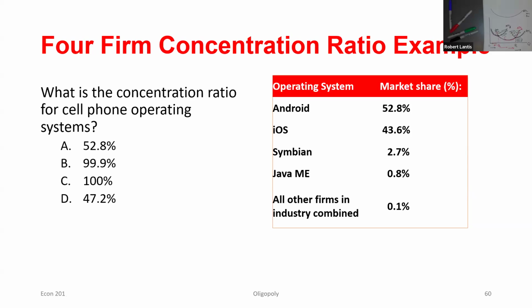So what is the phone operating system market pretty close to? Probably wouldn't call it a monopoly. There's not one firm, but there's only a small number. So we would probably call it an oligopoly. There's only a few firms in this industry.